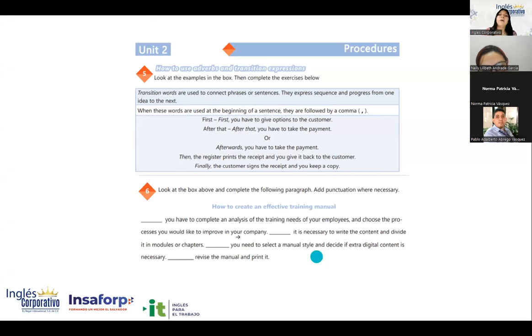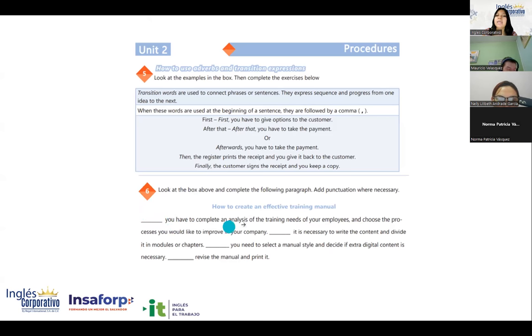So we have a short paragraph. We need to add the sequence adverb that best goes in the space. And it says, how to create an effective training manual. So what is the first transition word or the first adverb that we need to add? First. Okay. First, comma. Okay, read everything till company, please, Nelly.